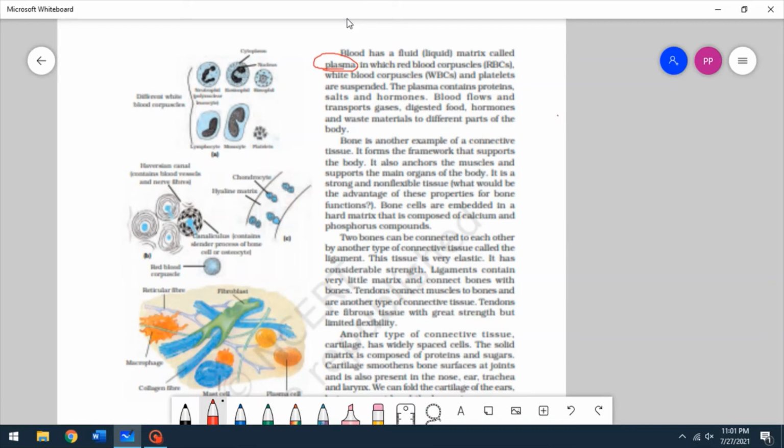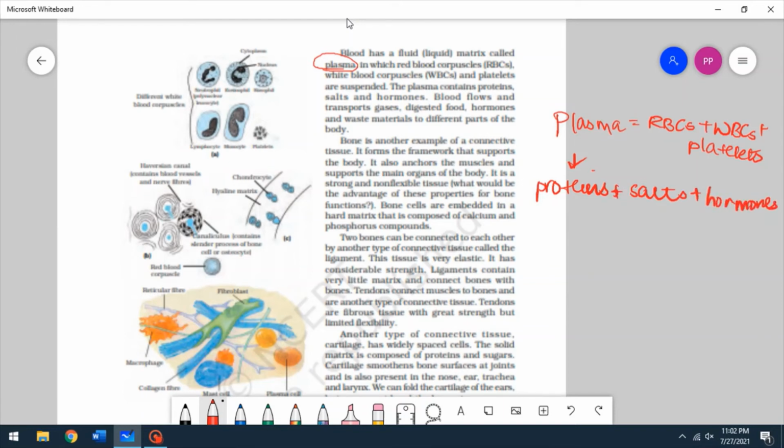Plasma consists of RBCs, that's red blood corpuscles, white blood corpuscles, and platelets. The plasma contains proteins, salts, and hormones also, in addition to the RBCs, WBCs, and platelets.